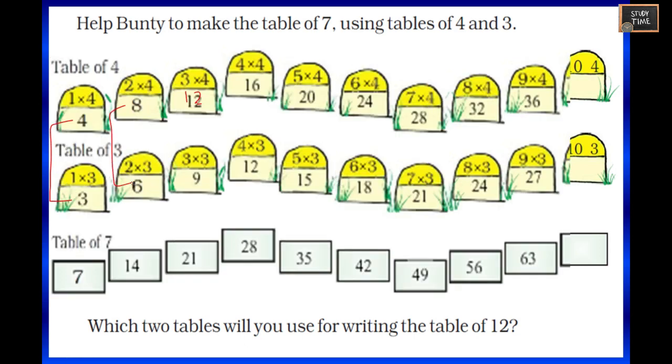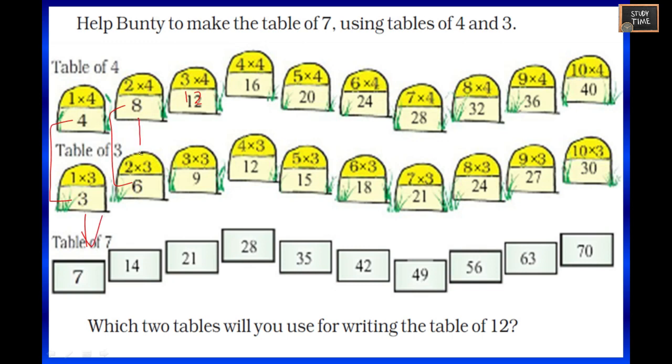So shall we see the answer? See here, 4 plus 3 is 7, 8 plus 6 is 14, 12 plus 9 is 21. So you can do up to 10. See here, 40 plus 30 is 70. So this is how you should write the table of 7 with the table of 4 and the table of 3.